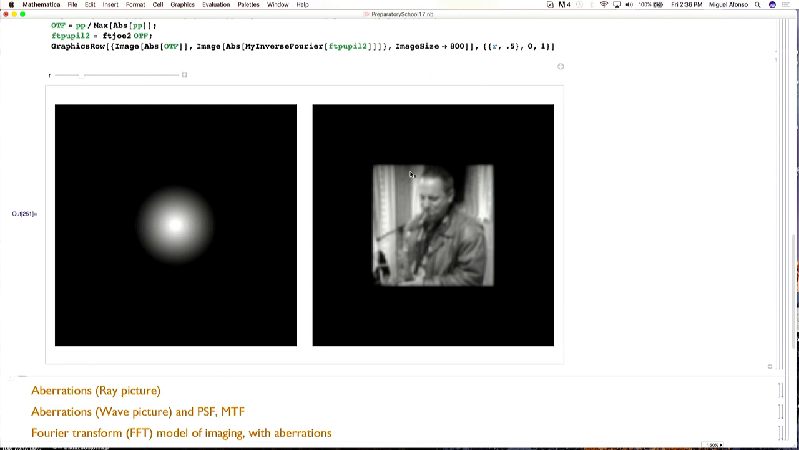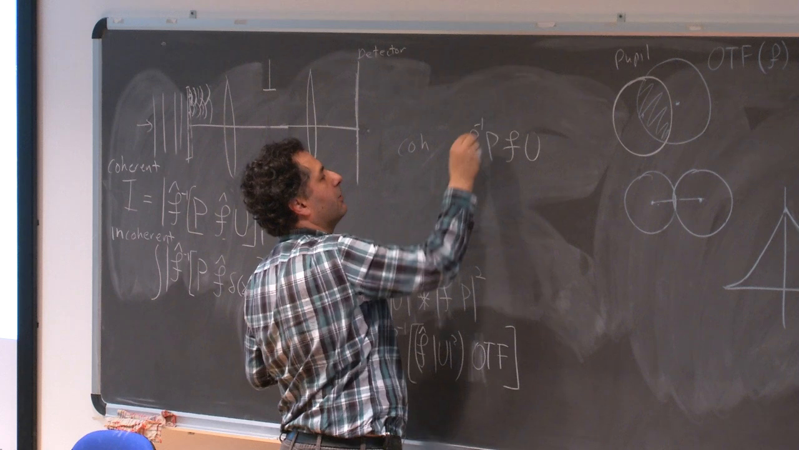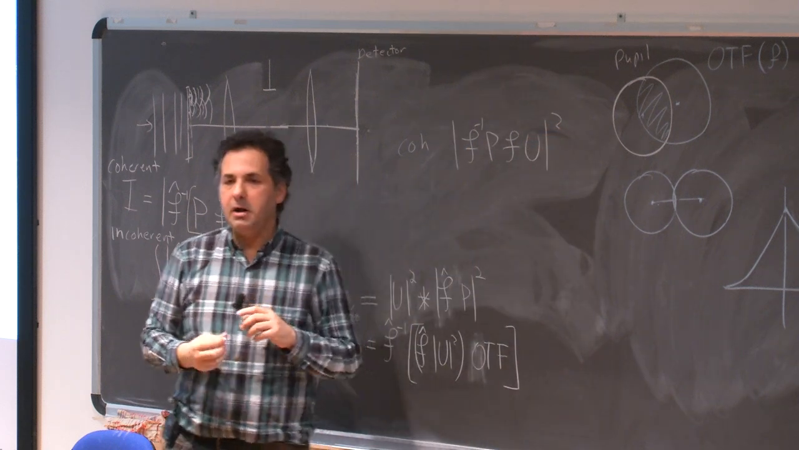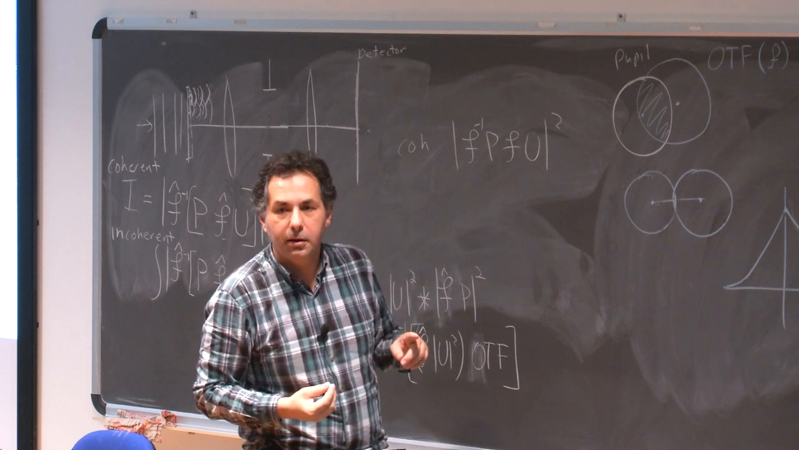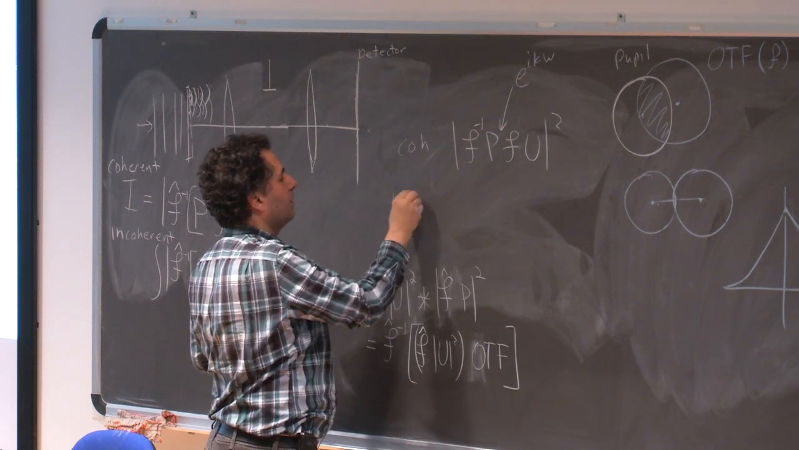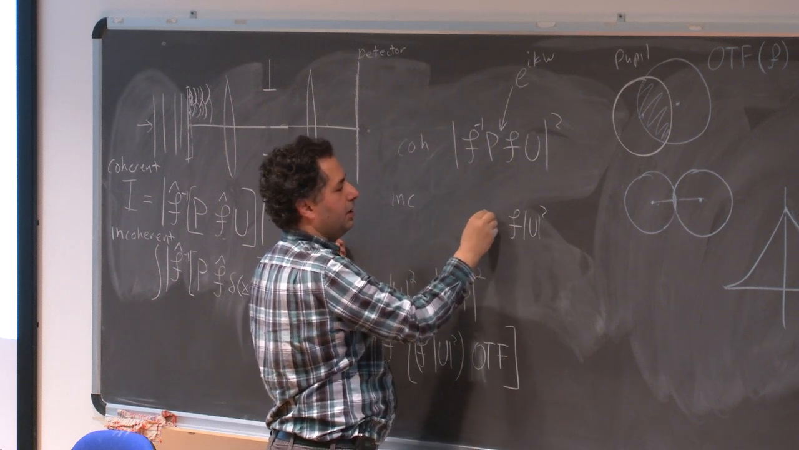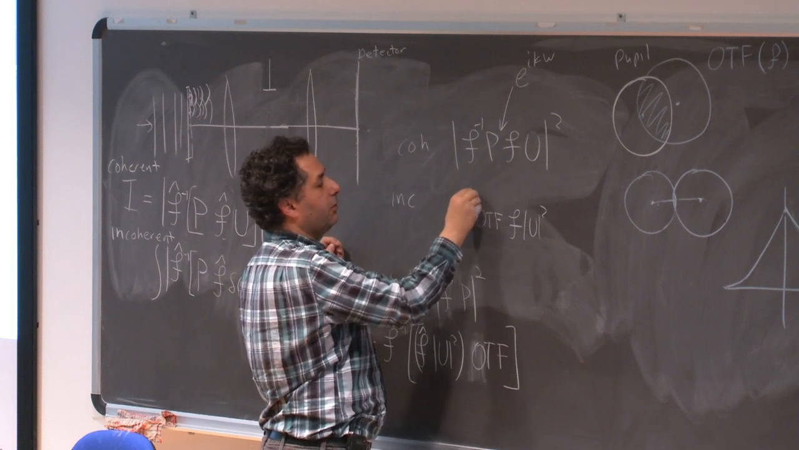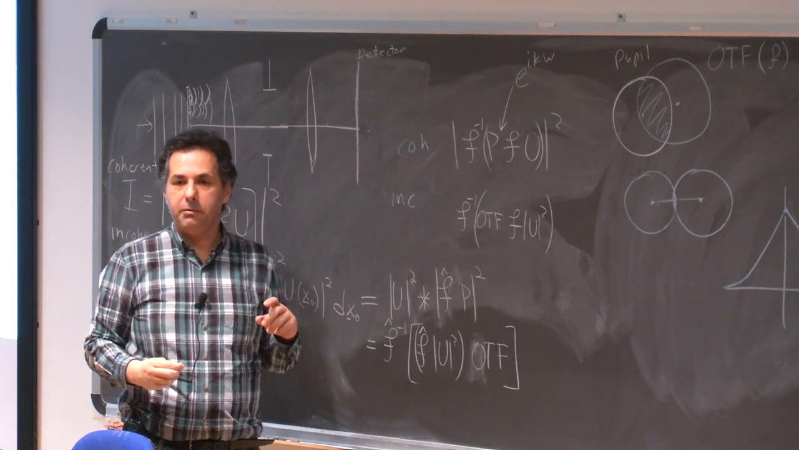So I wanted to just finish by mentioning something else. For coherent, we Fourier transform, pupil, inverse Fourier transform, mod square. If I had aberrations, where should I throw them in? Here. So I would put aberrations here. In the incoherent case, I have mod square, Fourier transform, OTF, and inverse Fourier transform. Where would I throw the aberrations?